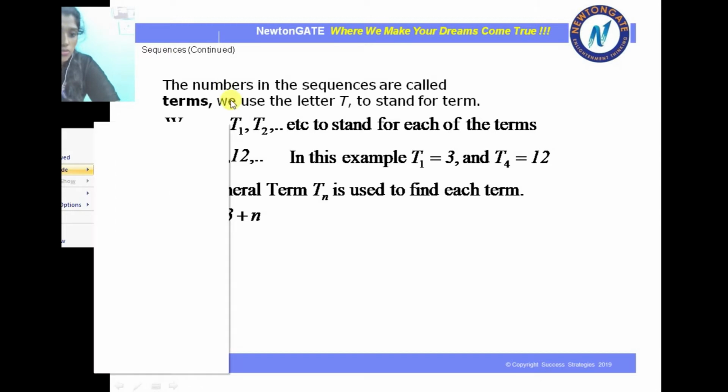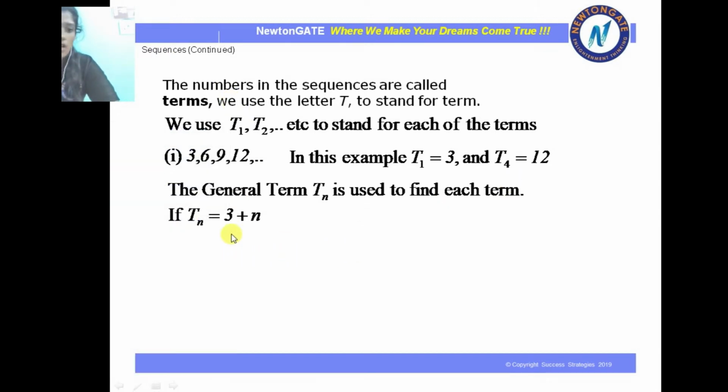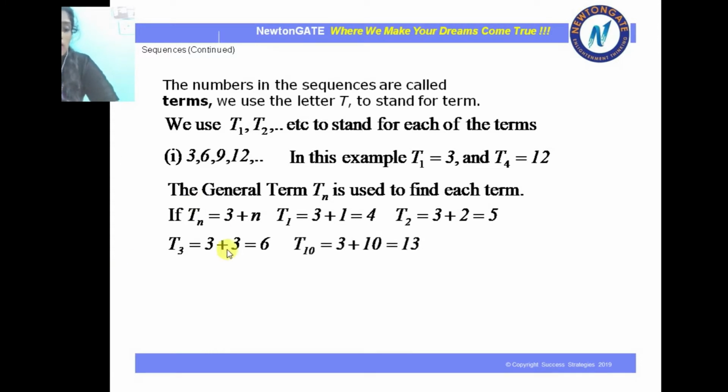So T2 means 3 plus 2. T1 is 3 plus 1, equal to 4. T2 is 3 plus 2, equal to 5. As you can see, we are placing the value of n and we are getting the next value. T3 is 3 plus 3. T10 is 3 plus 10.